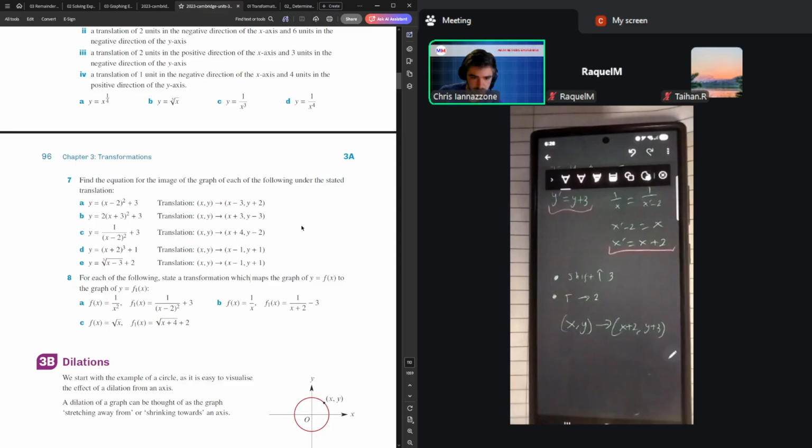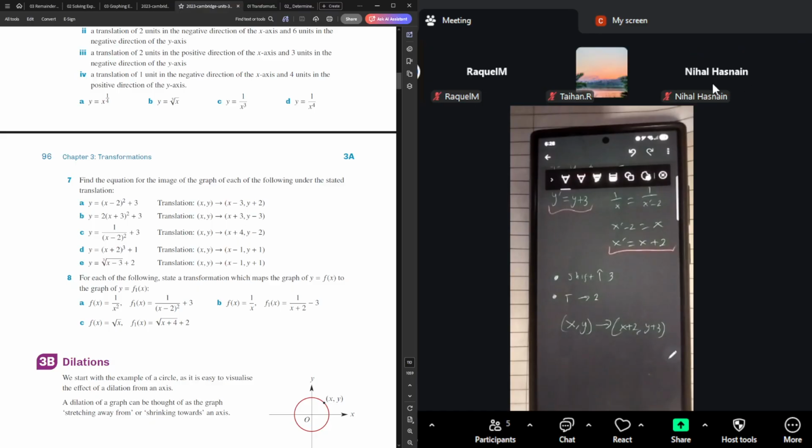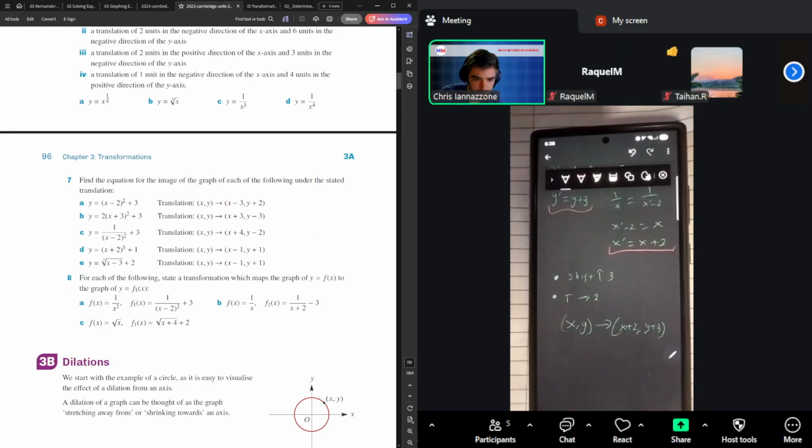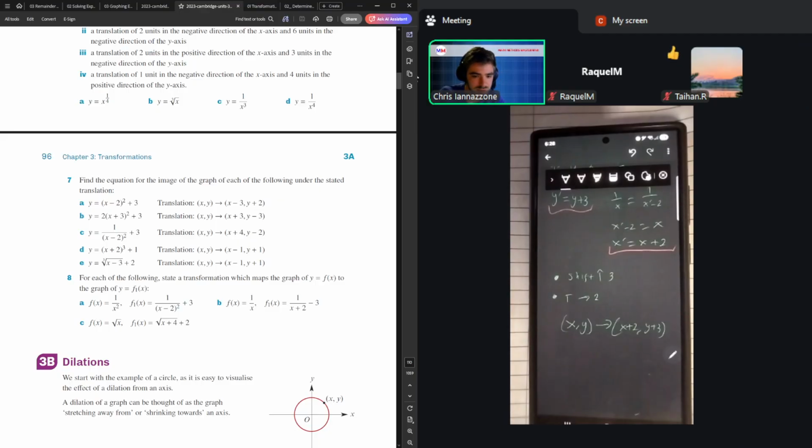Fair enough on what's going on there? This will be the hardest bit of transformations, which is determining the sequence, right? This particular question that we're doing is the harder bit.